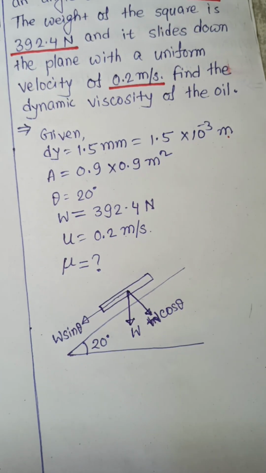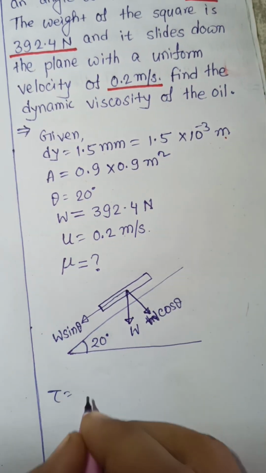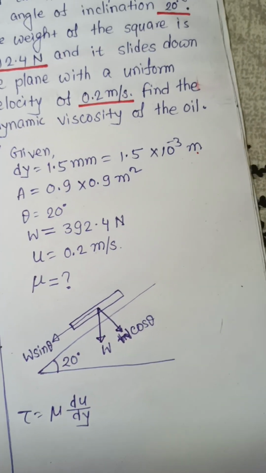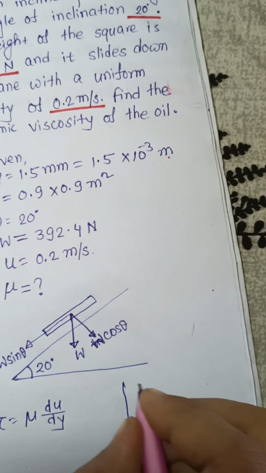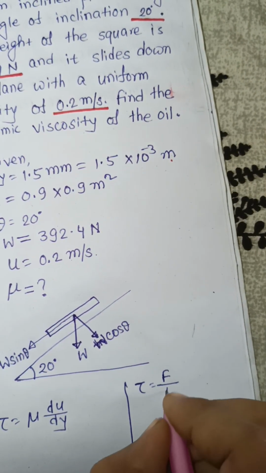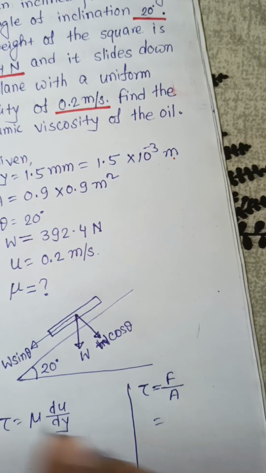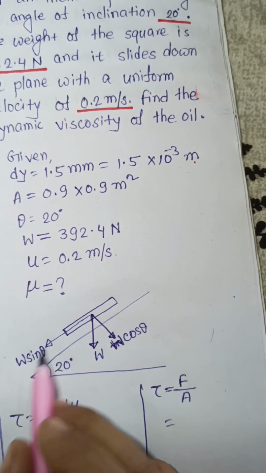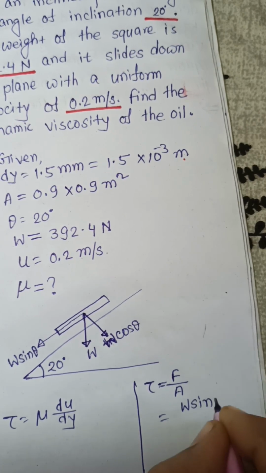So we know that from Newton's law of viscosity, tau equals mu into du by dy. So how to calculate this tau? Tau is the shear force per unit area. So how to calculate this shear force? This is the W cos theta component and this is the W sin theta component. So tau is W sin theta by area.